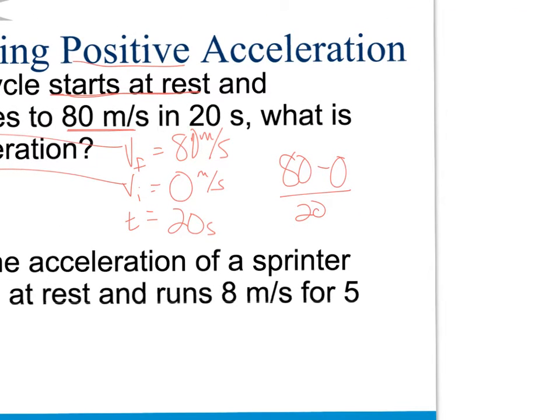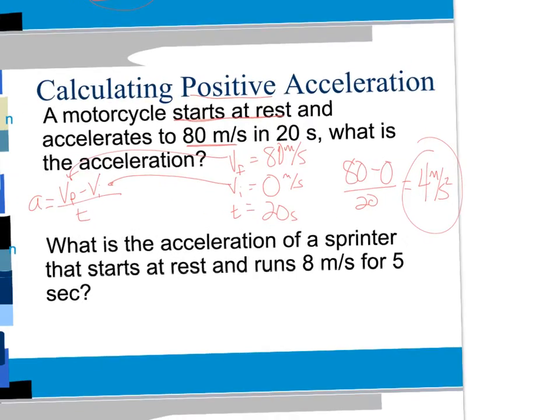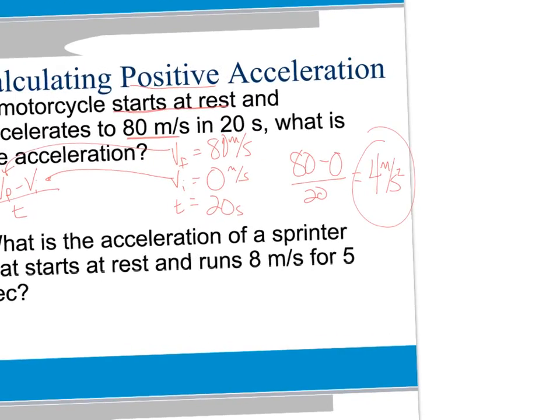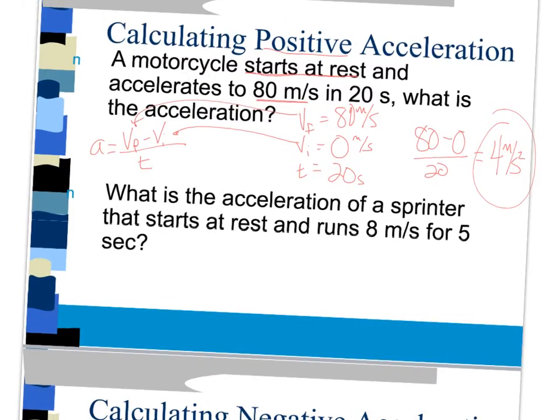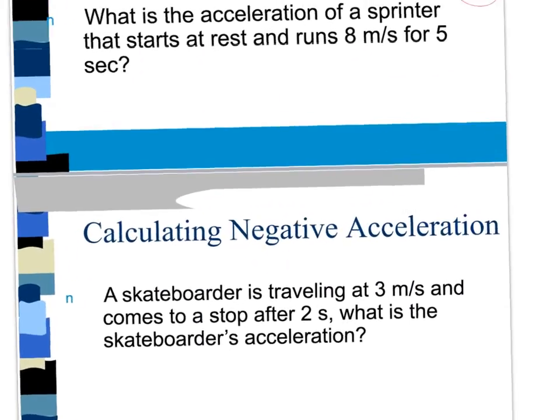So now my answer is going to be, and once again, this is how much, in meters per second squared, I am changing speeds every second. So as time goes on, each second that passes, this motorcycle is increasing its speed every second by 4 meters per second. So it's getting faster. Maybe you guys do that one.